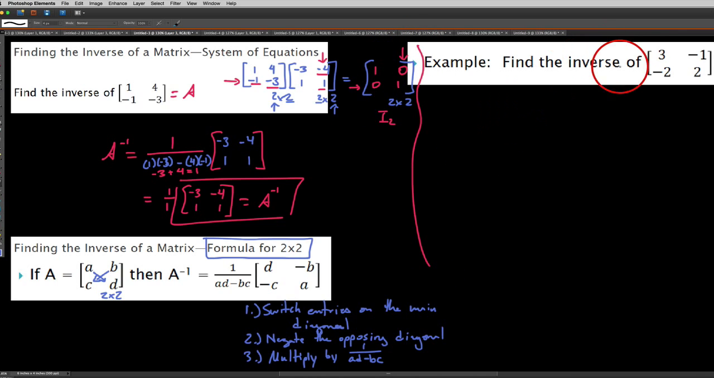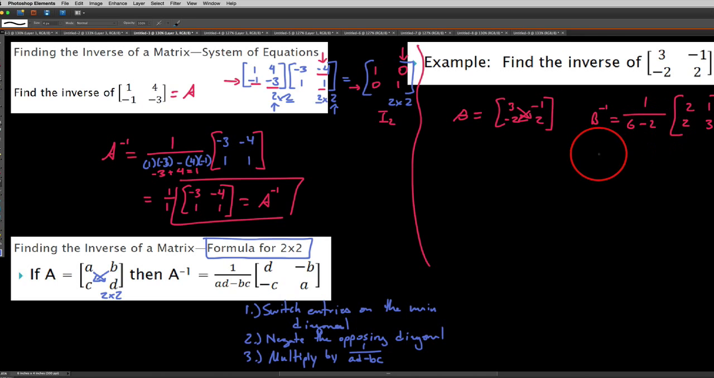So really quickly, I want to take a look at this one here. It'd be good to pause the video and try this on your own. If this is a matrix B, 3, -1, -2, and 2, and we want to find B inverse, again, we take 1 over AD minus BC, and we rewrite this matrix where we switch out the main diagonal. So now it'll be 2, 3, and the opposing entries will be negated. So this will be a +1 and a +2, all over 3 times 2, so we get 6 minus -1 times -2, which is 2. We end up here with 1/4 times this matrix.